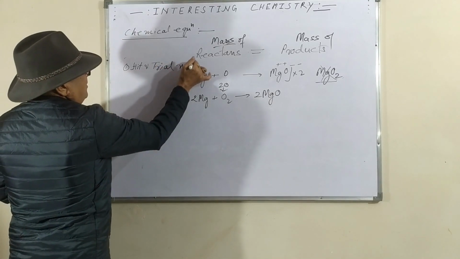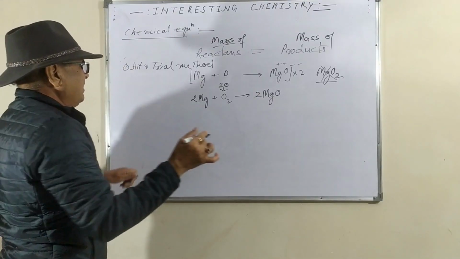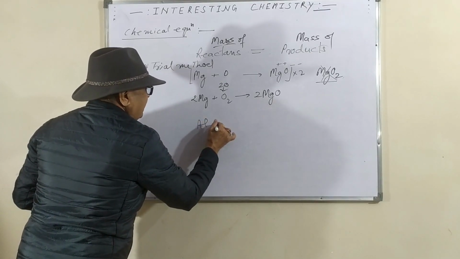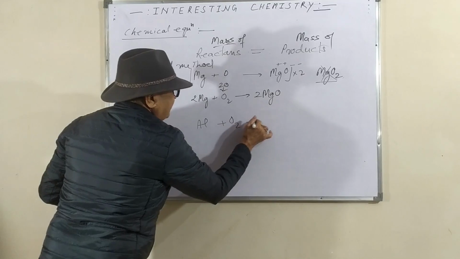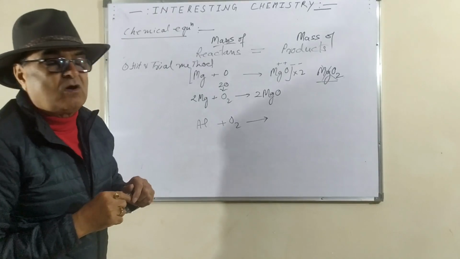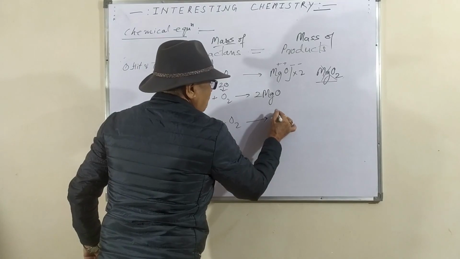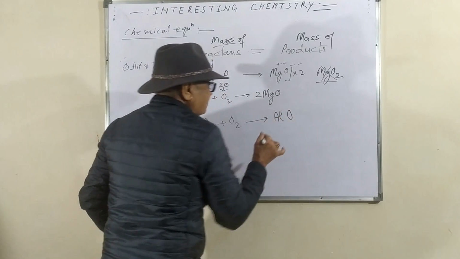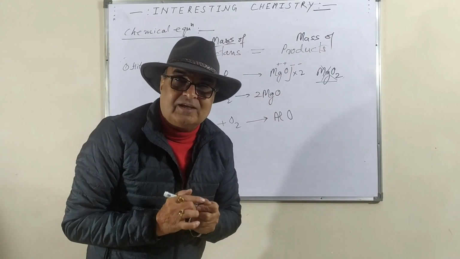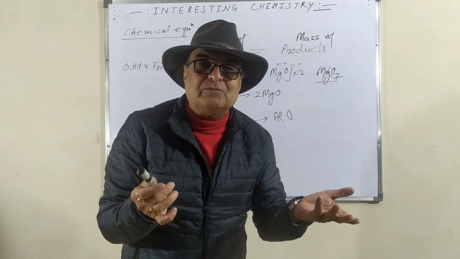Hit and trial method. Again, I am telling you, suppose you take aluminium here, and this is oxygen. When aluminium is heated in the presence of oxygen, aluminium oxide will be formed. Now you have to think of the formula of the aluminium oxide. What is the aluminium oxide?